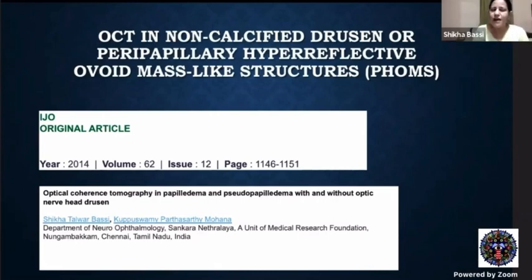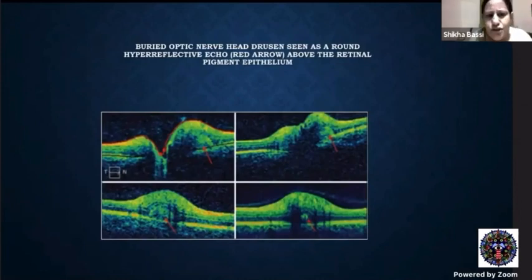In 2014, we published a paper in IJO which stated that we could differentiate between papilledema and pseudopapilledema with and without optic nerve head drusen using this technology. And we showed that buried optic nerve head drusen is seen as a round hyperreflective echo, this red arrow here, above the RPE.